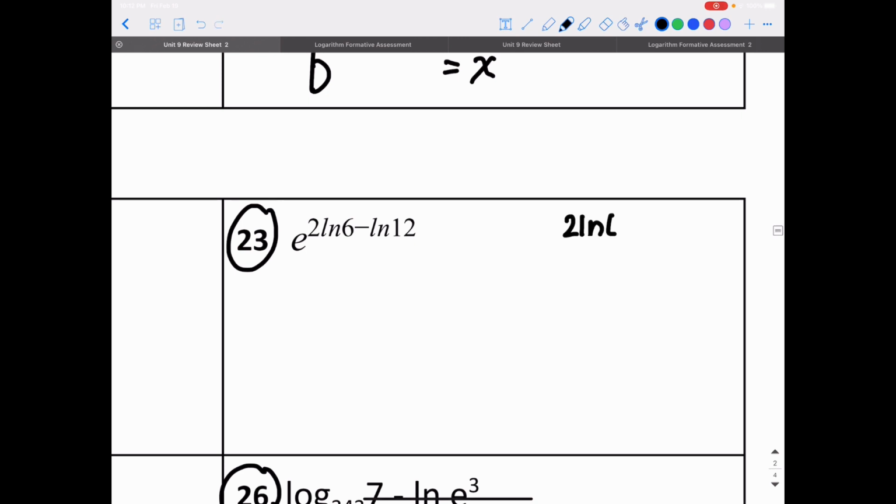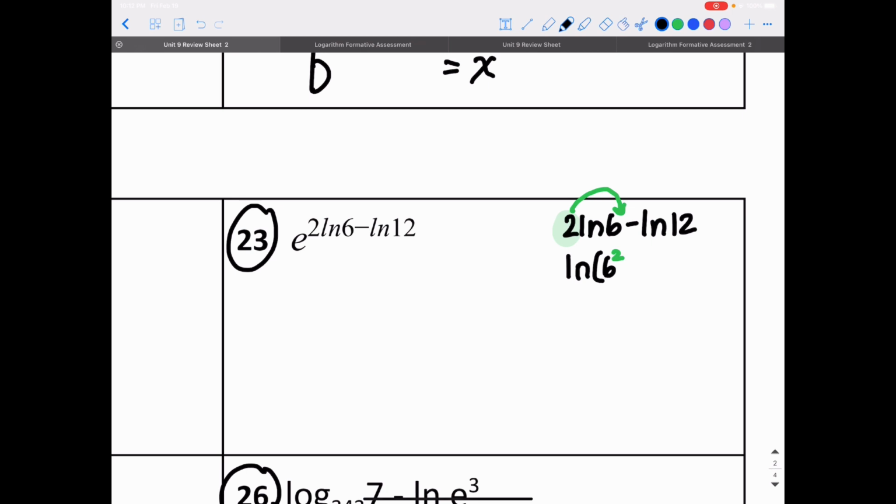I have 2 ln of 6 minus ln of 12. What I want to do, first, before I can combine, is get rid of the coefficients. I'm not allowed to have coefficients. I need to move them to be exponents instead. I only have a coefficient for the first logarithm, so that's the only one I need to change. I'll have ln of 6 to the second power.